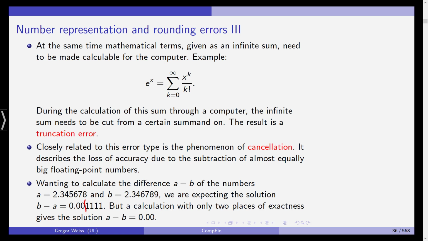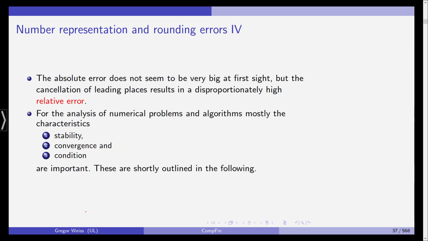And what happens in cancellation is, if you now take the relative error, so the error relative to what you're expecting, the relative error could be quite high. And this is called cancellation every time you have two numbers that are almost equal and you subtract those numbers from each other. Okay, so the absolute error does not seem to be very big at first, but the cancellation of leading places results in a disproportionately high relative error.